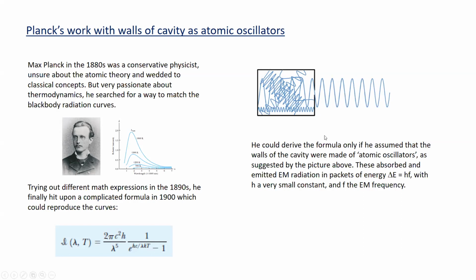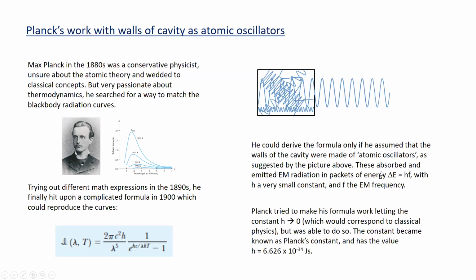So these are atomic oscillators, and in order to get this formula, he had to assume that the oscillators absorbed and emitted radiation in discrete amounts of energy, delta E equals hf, where h again is a very small constant and f is the frequency of the light.